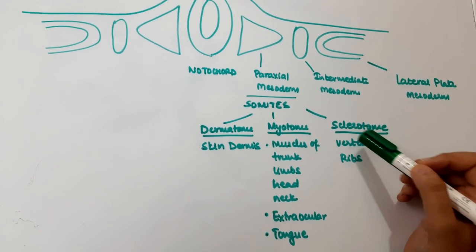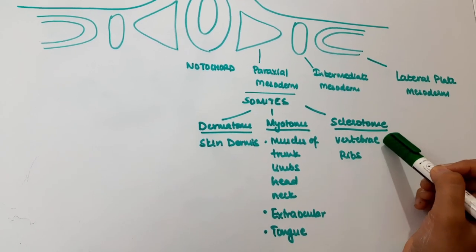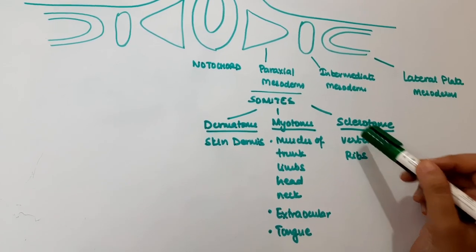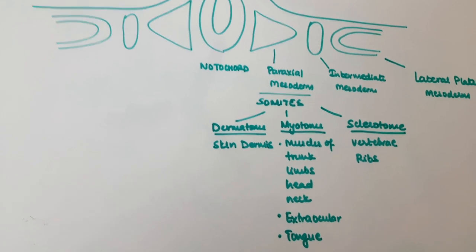The sclerotome will give rise to bony structures like the vertebral bodies and the ribs. The entire vertebrae arise from the sclerotome.